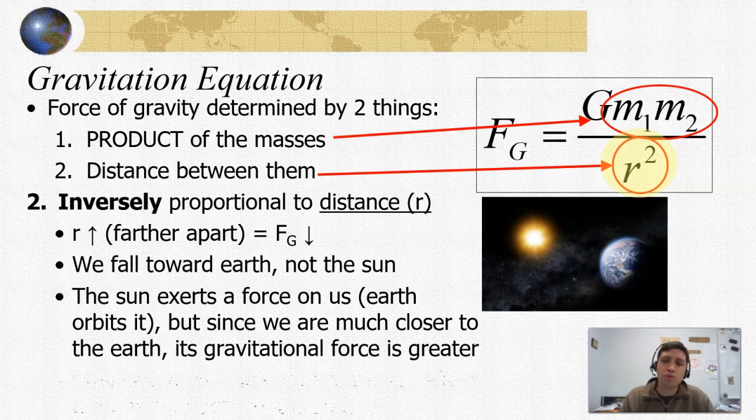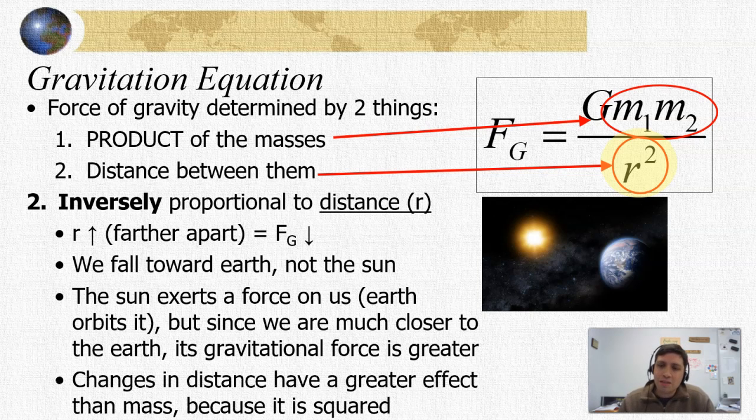And another really important point about this equation, changes in distance have a much greater effect on the force than changes in mass. The reason for this is because distance is squared in the equation. In other words, the fastest way to change the force of gravity between two objects is not to change their masses, but to increase or decrease the distance between them, because that increase or decrease gets squared in the equation. It magnifies the change. So changes in distance cause a much, much greater effect on the force of gravity.